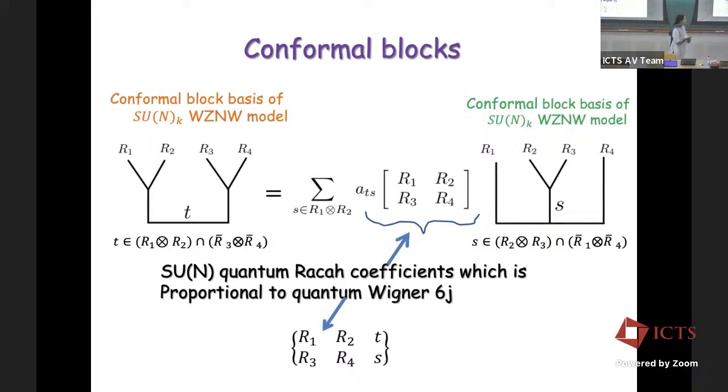Quantum Wigner 6j comes in when, in quantum mechanics, you do addition of two angular momenta, you get the Clebsch-Gordan coefficient. The Clebsch-Gordan is called Wigner 3j. But if you do addition of three angular momenta, you can do it by the associativity property. You can do it in two ways, and that will give you the quantum Racah coefficient.